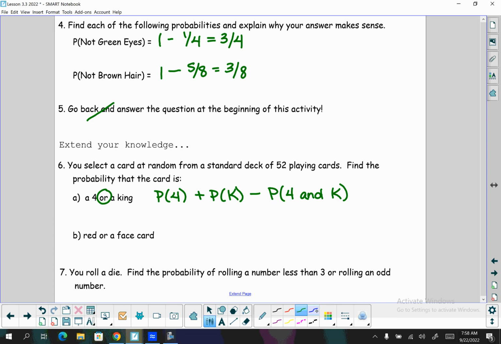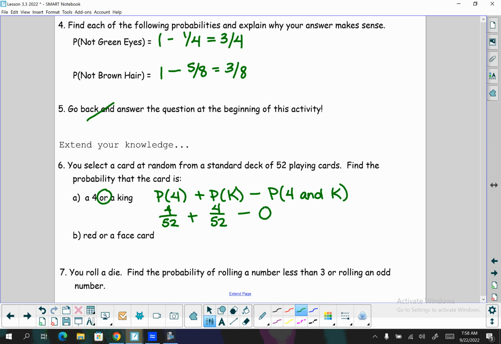You know this. Yes, 4. Out of how many? How many cards do I have? 52. Don't overthink it. How many kings do I have? 4. Out of how many? 52. Are there any cards in a deck that are a 4 and a king?